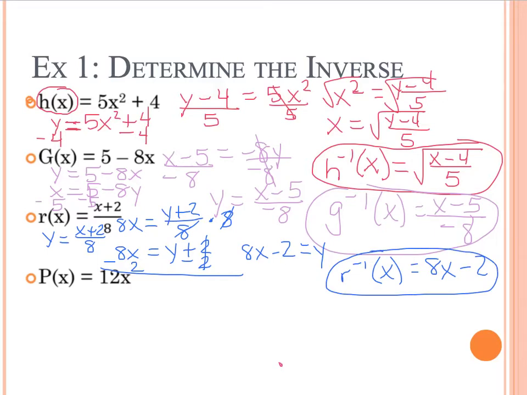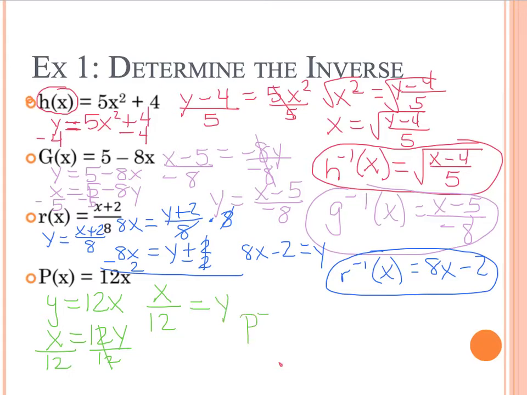And then my very last one, y equals 12x. Flip-flop x and y, and then solve for the new y by dividing by 12 on both sides. x divided by 12 equals y, and so p inverse of x is x divided by 12.